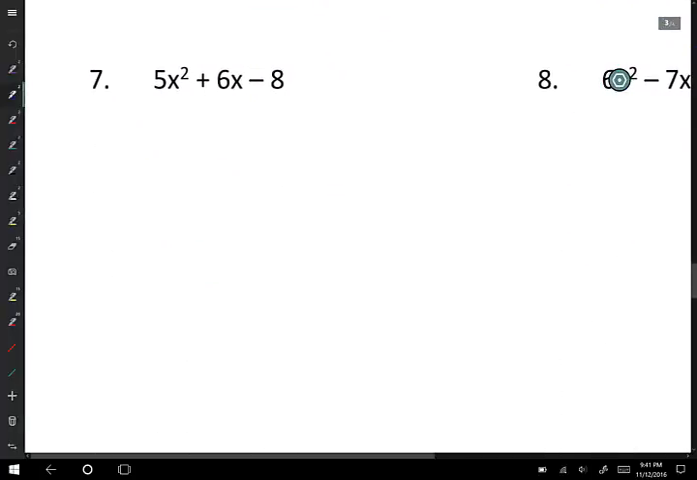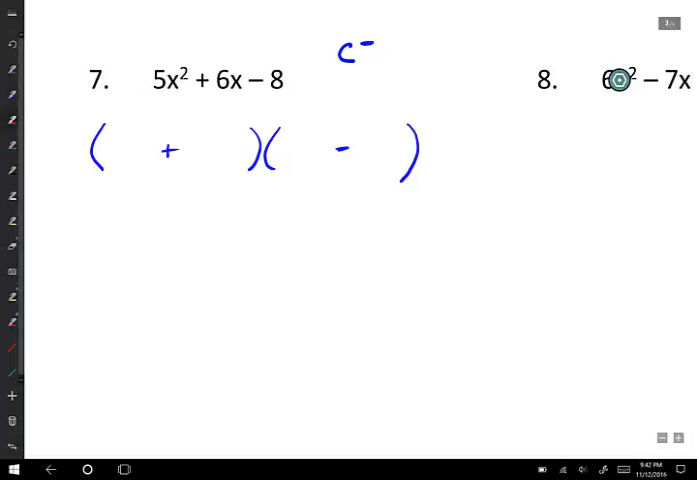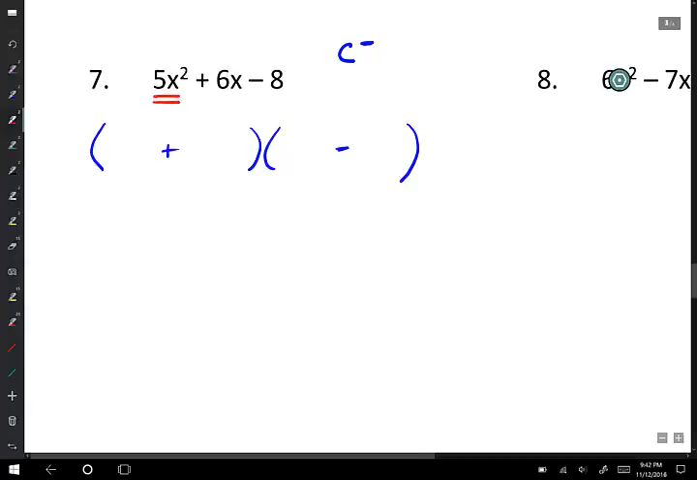The first thing we're going to assess, first of all, is what is the c? Well, the c is a negative. What does that tell you? You have one sign is positive, the other sign is negative. Clues to follow here. The easiest factor to deal with is the 5x squared. So we're going to put a 5x and a 1x. And once again, don't worry about the signs. If we have to flip them at the end, we will.